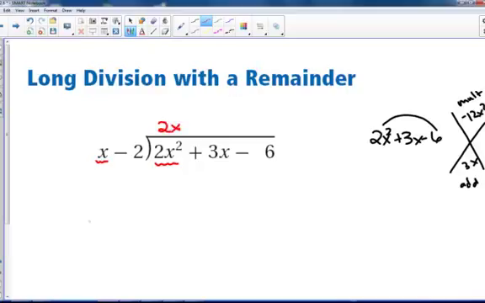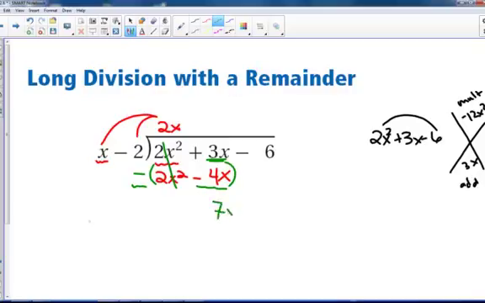So now I'm going to multiply this out. 2x times x is 2x squared. 2x times negative 2 is negative 4x. We subtract the whole thing. This is gone. 3x minus negative 4x is 7x, because minus a negative is plus a positive. We're now going to bring down the minus 6. X times what is 7x? That would be 7.